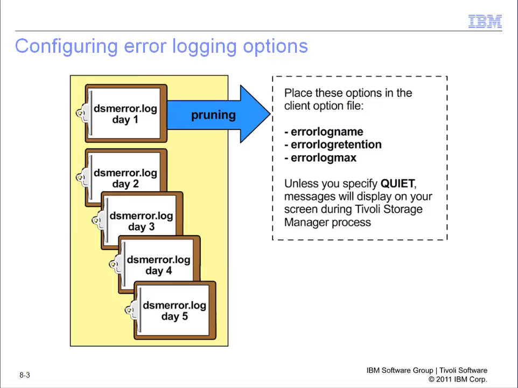Something else you would put in your dsm.opt file is how you want to handle the error logging, the dsmerror.log. You can set the log name, the retention period, or the maximum size. This will let you prune the log so it does not run out of space. Unless you specify quiet, the messages will be displayed during the processes. So your dsmerror.log messages are by default verbose.